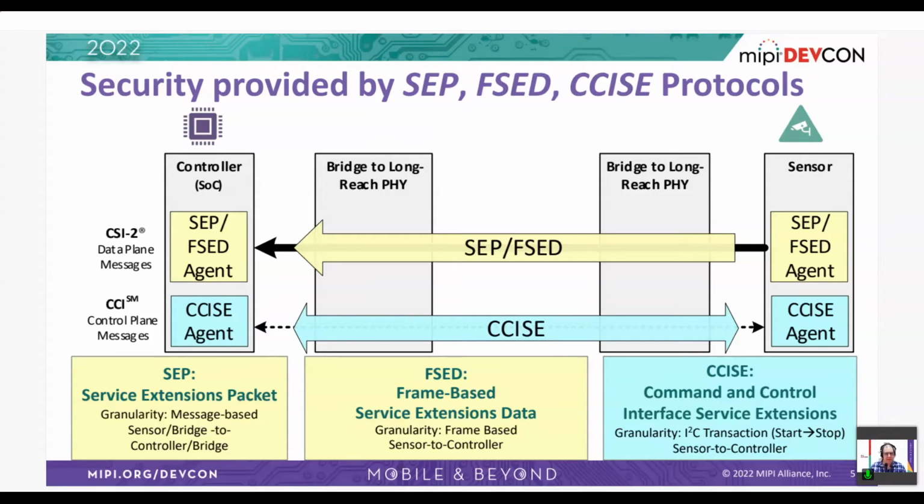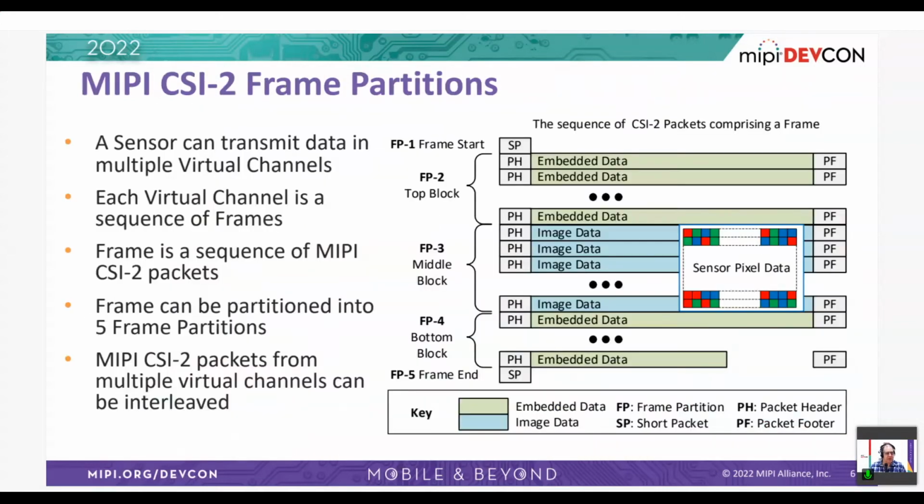So the difference between this is that SEP has a granularity, or it's message based. So it looks at each packet and it processes on a packet by packet basis and can focus down to that level of detail, whereas FSED is more frame based. And I'll provide more details in a couple of slides. But before I do that, it's good to have a bit of background here about what the image data looks like.